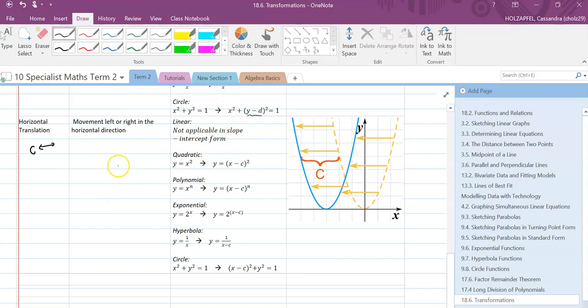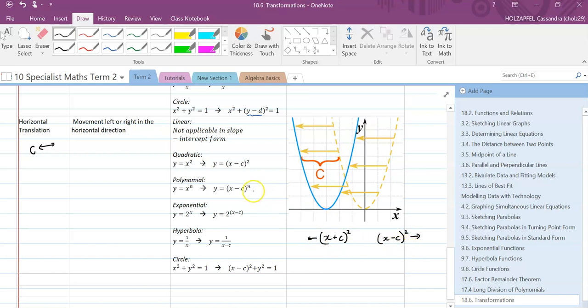Now for linear equations, this doesn't happen so much because we can just manipulate that variable by moving this up or down. We don't really see that so much in slope-intercept form. But for quadratic functions, we can see this. So if we were to have (x + c) squared, remember that's going to move it in the opposite direction to what we think, so we see this graph here where it shifted to the left. If we had (x − c) squared, that's going to shift the function to the right-hand side.